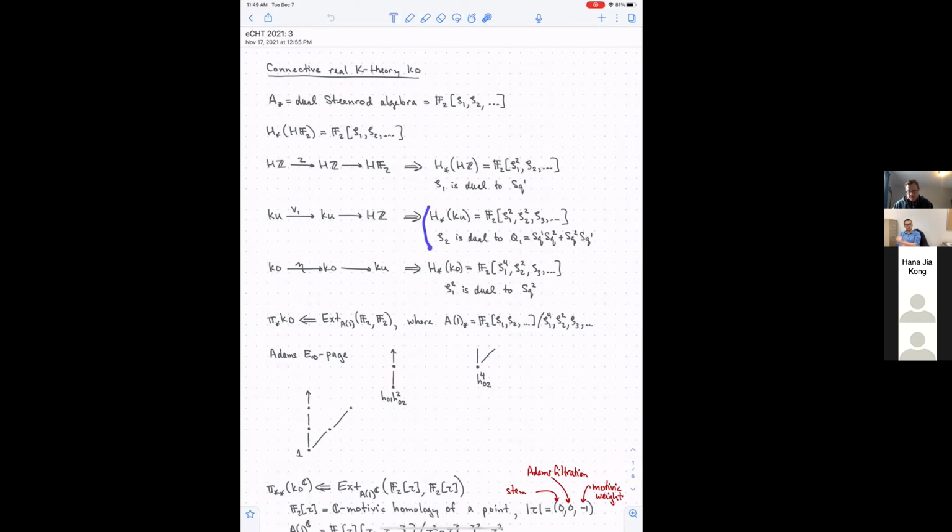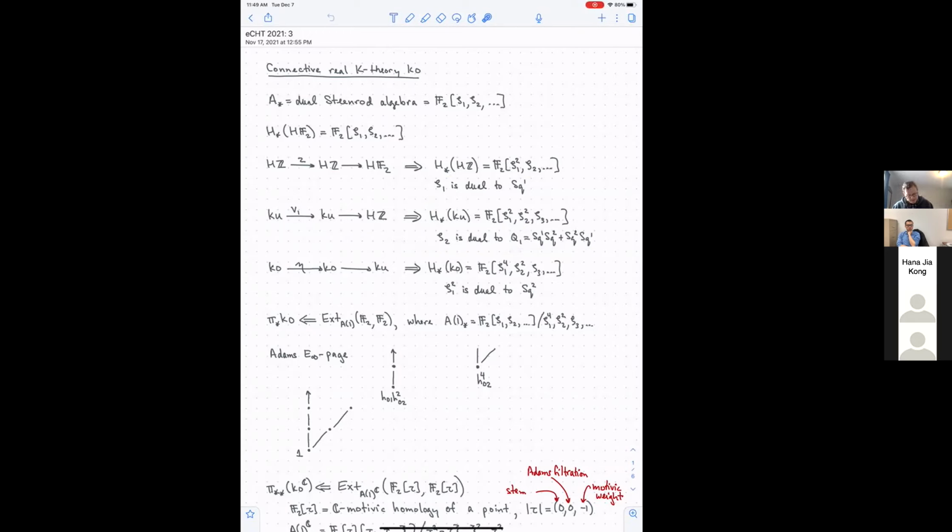Now what's happening is you've got this zeta 1 squared, that's already from the homology of HZ, but you're also losing zeta 2 now. Zeta 2 drops out of the picture, and you have zeta 2 squared as a generator instead. And why is it zeta 2? Zeta 2 is dual to this Milnor Q1 element, which is Sq1 Sq2 + Sq2 Sq1, and that guy has some connection back to this v1. So you have the homology of ku.